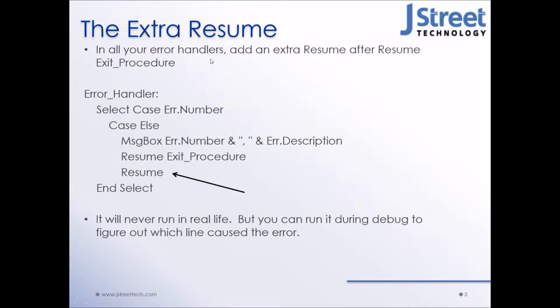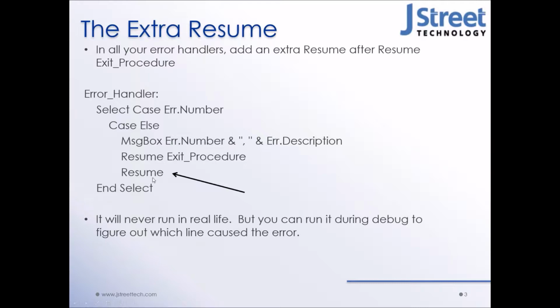So the bottom line is, in your error handlers, you add an extra resume after your normal resume exit procedure. This is the simplest error handler you can imagine. Basically, it says, hey, there was an error. I don't have any special handling for a particular number, so I'm going to drop into the else and just show a message box on the screen. Then after they see the message box and close it, I'm going to exit the procedure. Pretty straightforward, no big deal. There's an extra resume right here that will never run in real life.